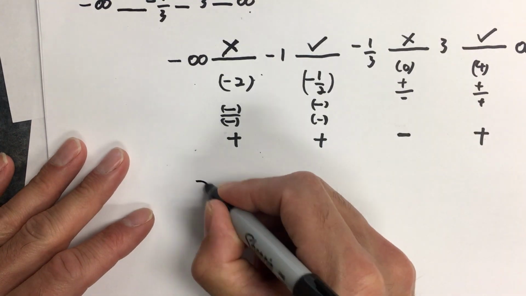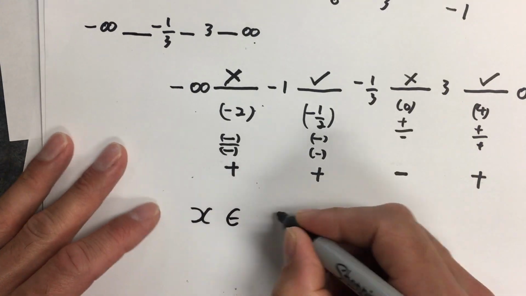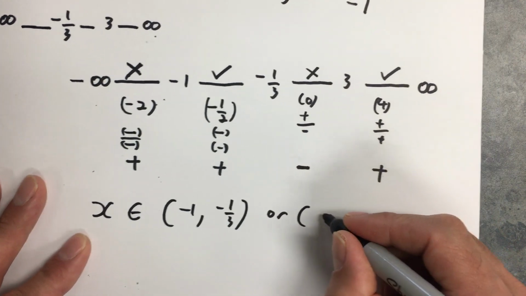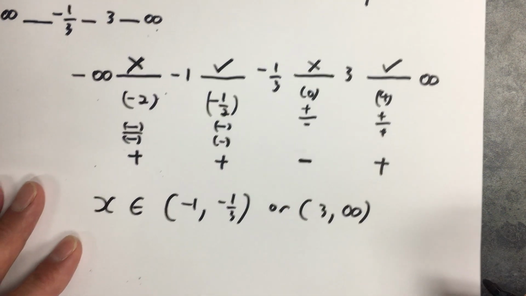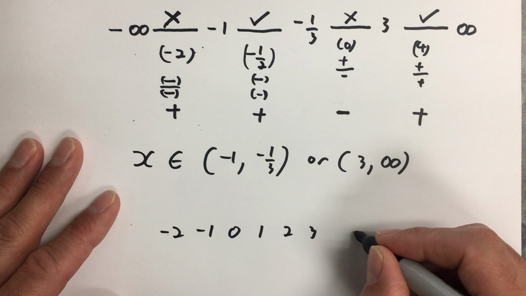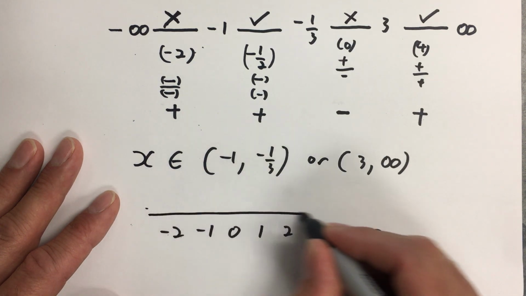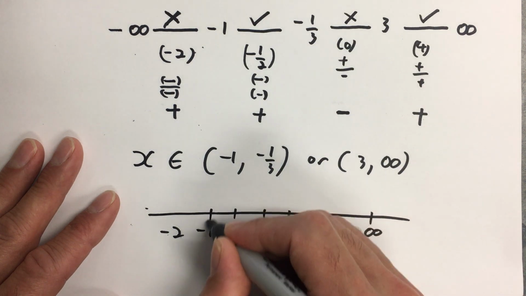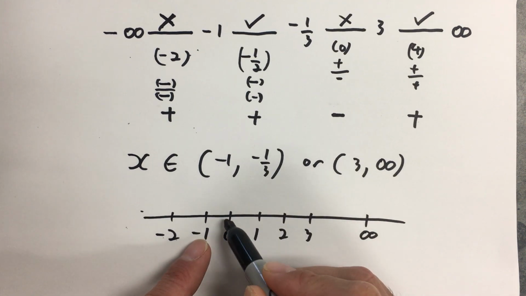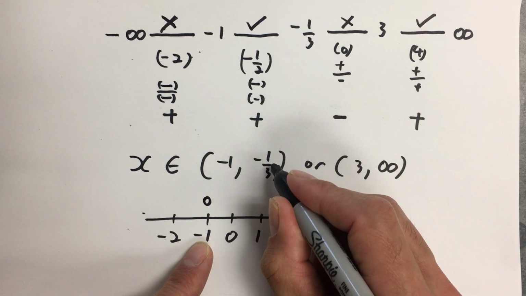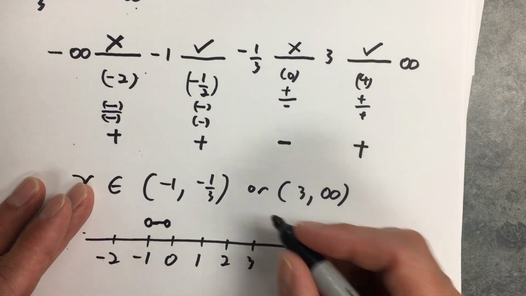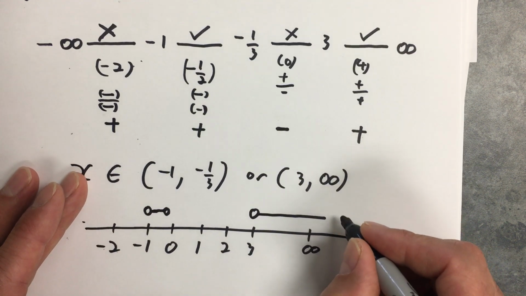So what is my answer now? My answer is that x is in the interval from -1 to -1/3, or from 3 to infinity. So on a number line, -2, -1, 0, 1, 2, 3, infinity. I still remember as a kid, my dad gave me a book called 1, 2, 3, Infinity. That's what got me into math. All right, so from -1 to -1/3, so that is from here to -1/3 is about there. And then from 3 to infinity, so starting at 3 and then going on to infinity.